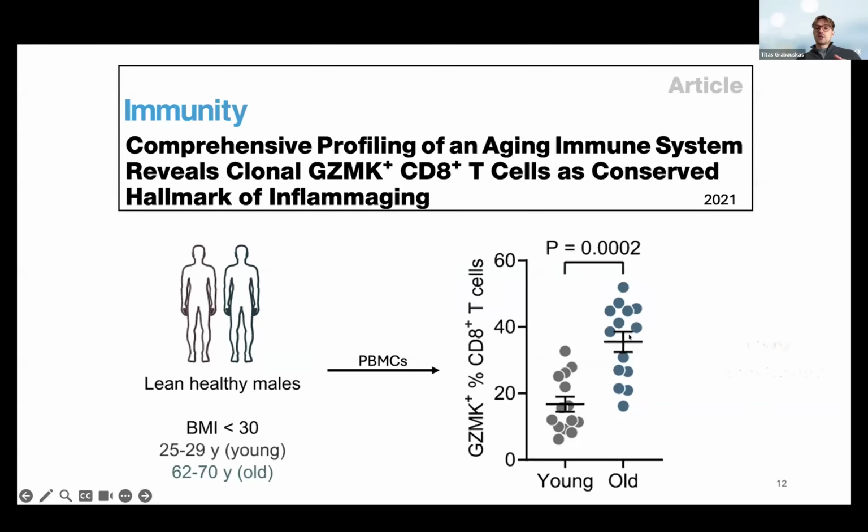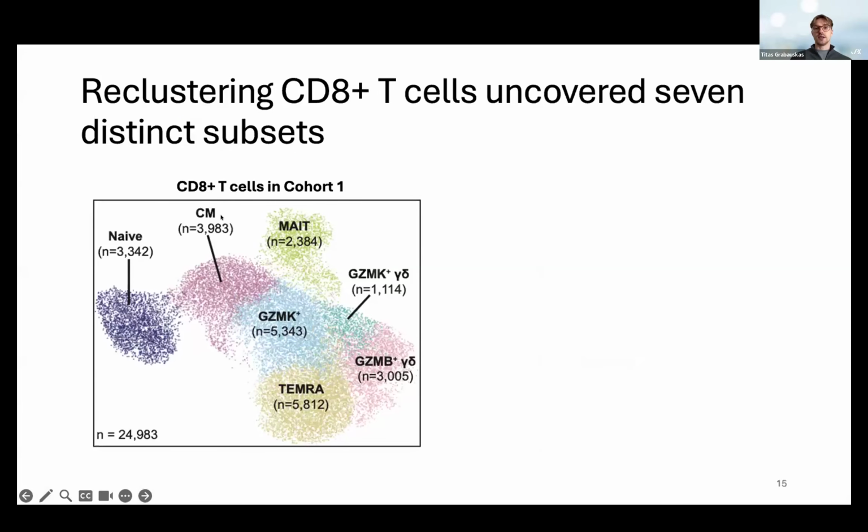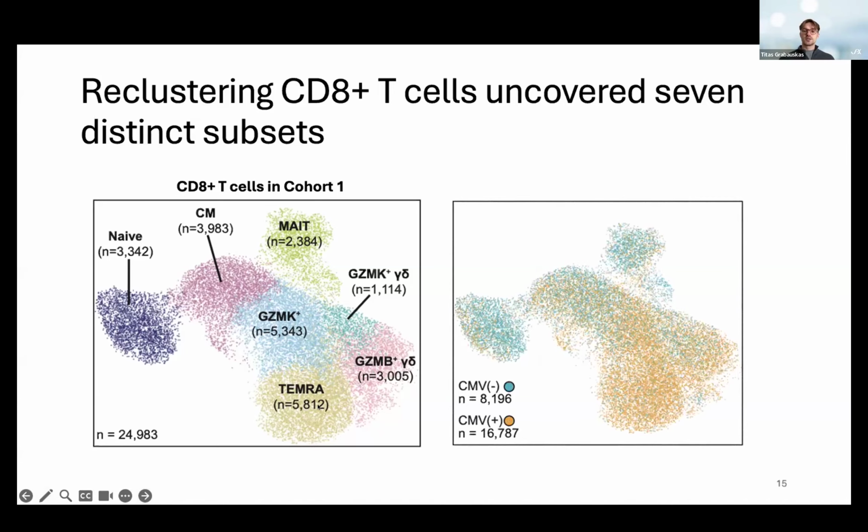Now going back to our data, here I've reclustered the CD8 T cells from cohort 1 and labeled them into 7 distinct subsets. Here are the naive cells, the central memory, effector memory, and TEMRAs. When you color code this UMAP for CMV status, blue being CMV negative and orange being cells from CMV positive donors, you can see that the UMAP gets a lot more orange as the cells are differentiating, indicating an expansion in frequency. And we're interested in this GZMK subset, which is right here.